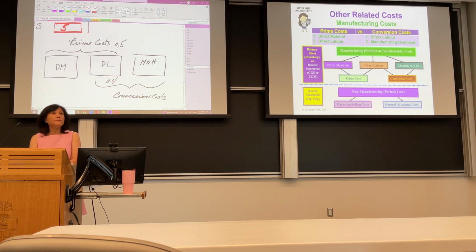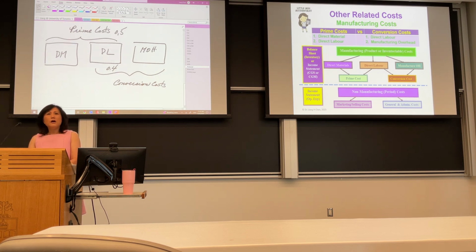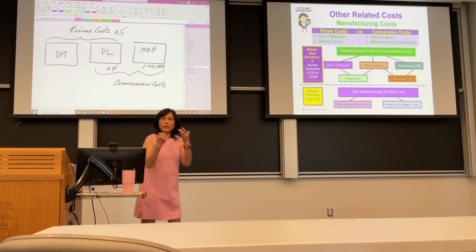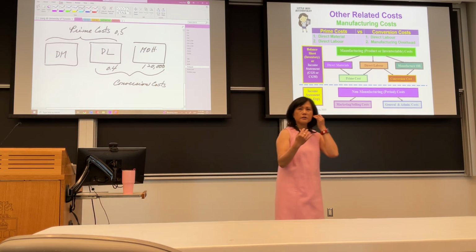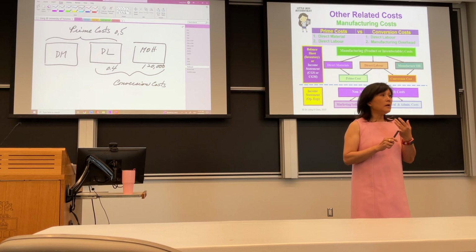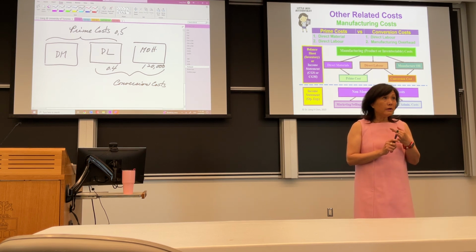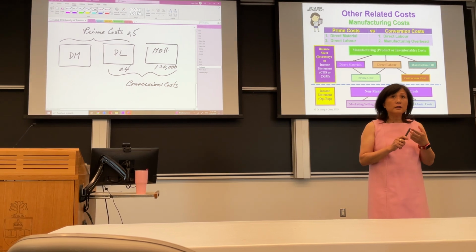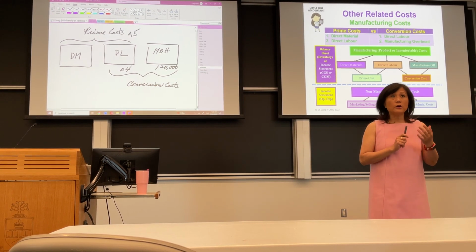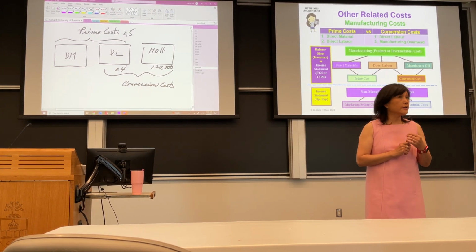50% of the prime cost. If I tell you manufacturing overhead cost is $120,000, okay? So you need to know the relation among the three costs. So can you tell me direct material, direct labor, prime cost, conversion cost, total cost? Will you be able to figure that out?